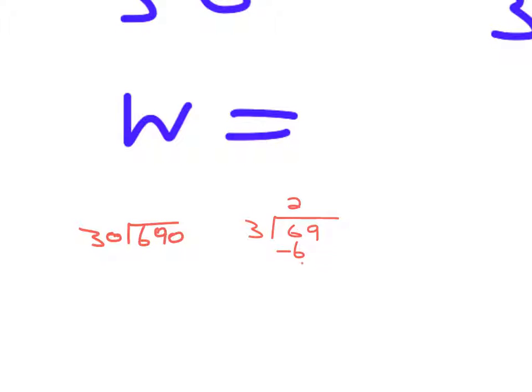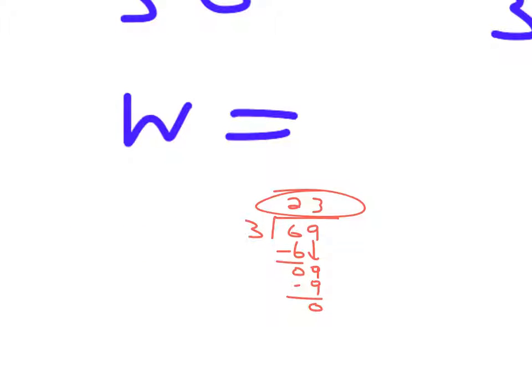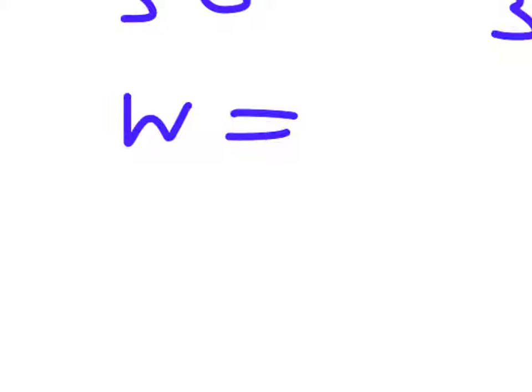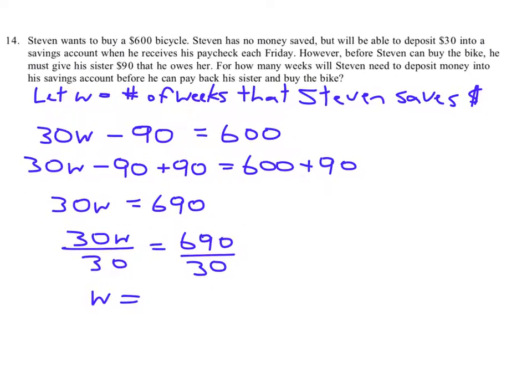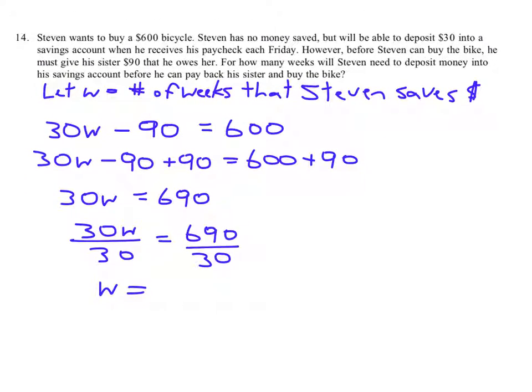So 3 goes into 6 twice, to 0, bring down the 9. 3 goes into 9 3 times. Oops, that is 9. And we get 23. So I'm going to erase this work here. And we say, okay, that means then that W equals 23.